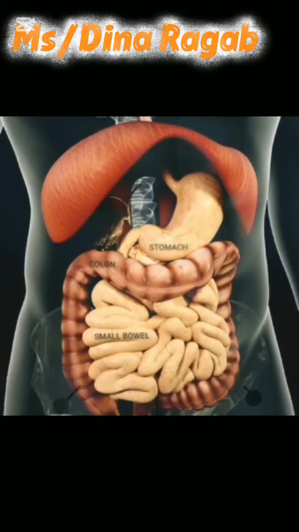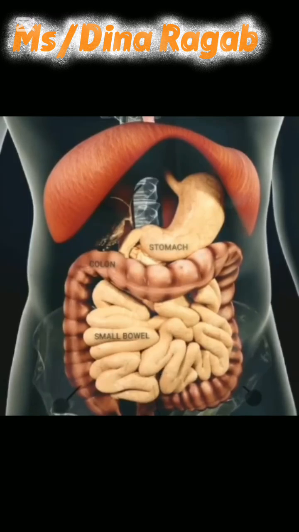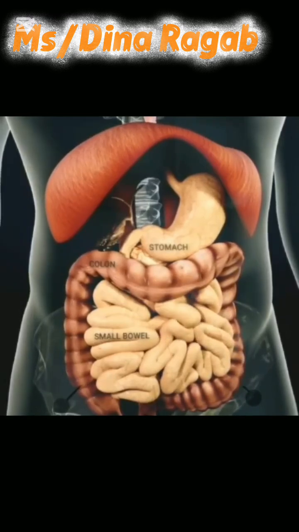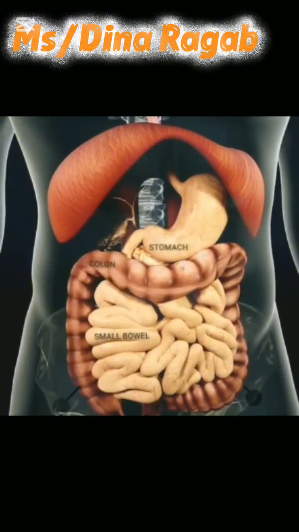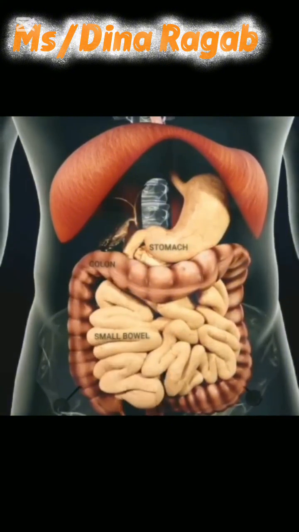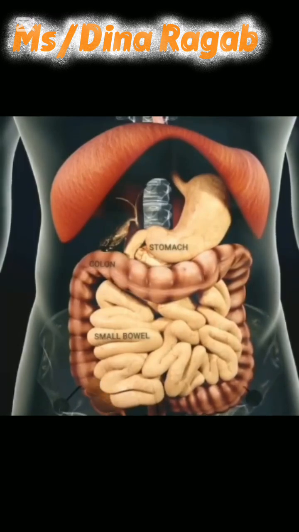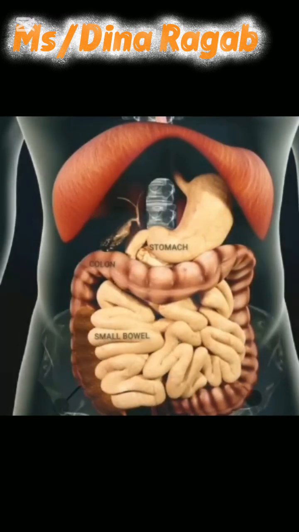So if we revise, the digestion process begins in the mouth and ends with the anus. There is a chemical breakdown of the food in three parts: in the mouth by saliva, in the stomach by stomach acid and digestive juices, and in the small intestine by the juices received from the liver and pancreas.